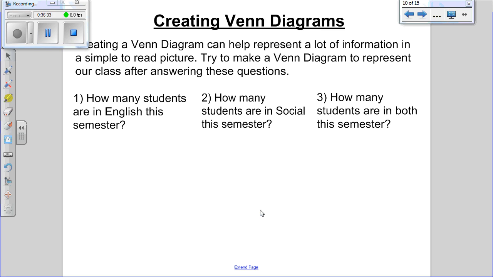So put your hand up if you're in English this semester. So we have 1, 2, 3, 4, 5, 6, 7. We have 8 people in English this semester. How many people are in social studies this semester? So hands up if you're in social studies. 1, 2, 3, 4, 5. How many people are in both social studies and English this semester? No, only 1. So 2. You would do both? Okay, I'm going to add the 2 results. So another 6.